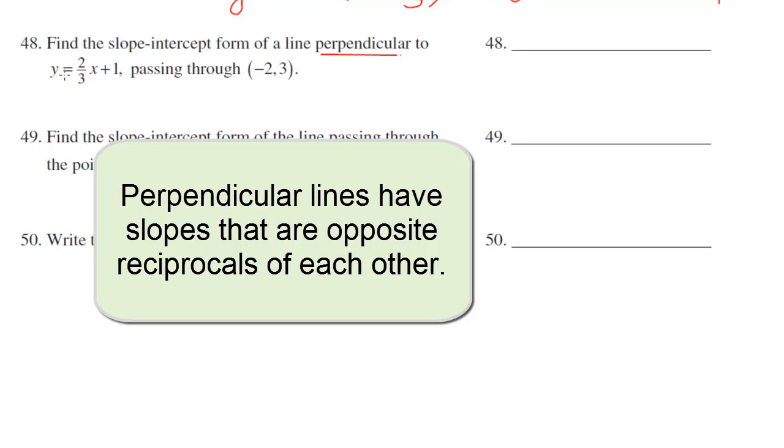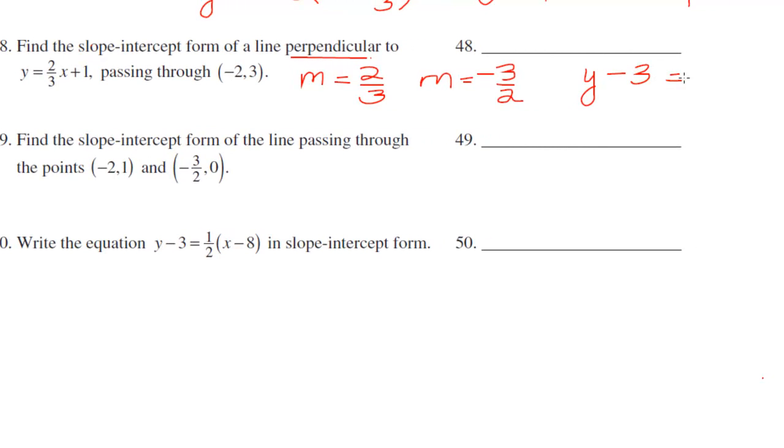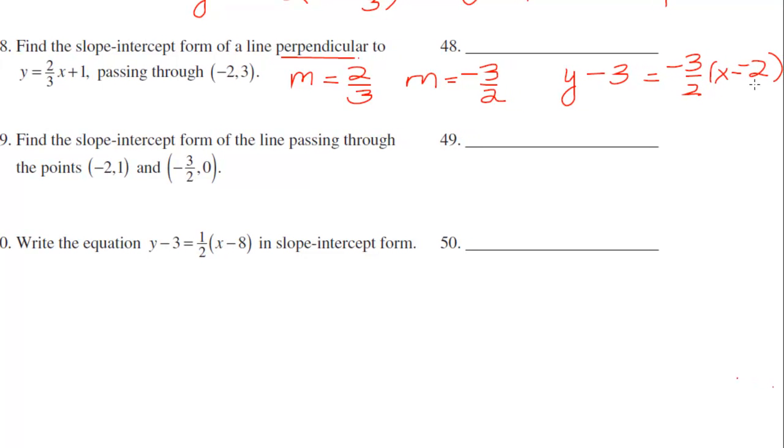This time the line is perpendicular. So we're given a line, and the slope of the line that's given is 2/3. And because we know that perpendicular lines have slopes that are opposite reciprocals of each other, we're going to take the opposite, which is going to make the slope negative, and then flip the 2/3 to get the reciprocal. So the slope of our line is negative 3 over 2. And now we're going to use the point that's given and put it into the point slope form of a line, and then from there we can just solve for y.